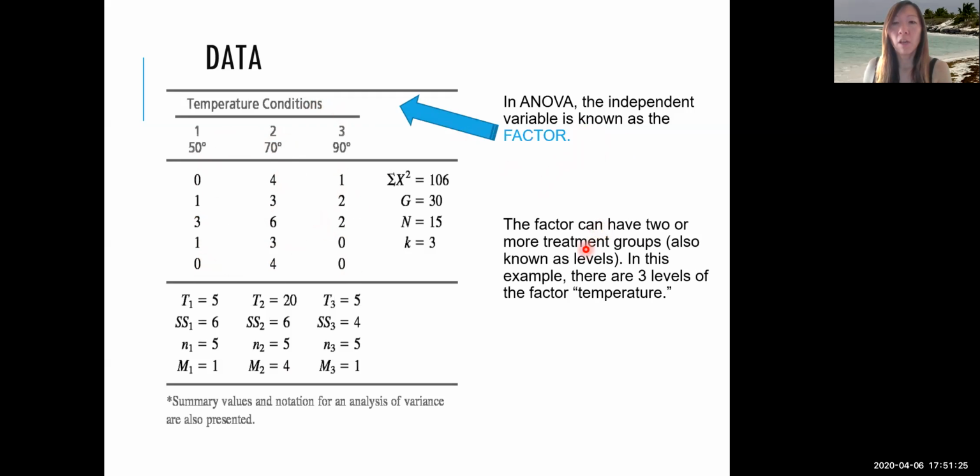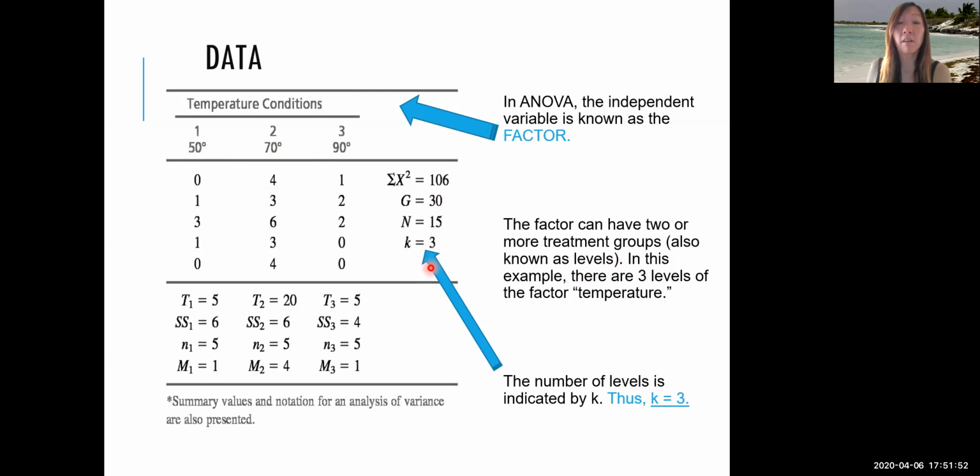The factor can have 2 or more treatment groups, as we know, also known as levels of the factor. In this example, there are 3 levels of the factor temperature. So 1, 2, 3. The number of levels is indicated by K, thus K equals 3. You might need to calculate this on your own, but K is just how many levels of the factor there are. In other words, how many groups are in this study.